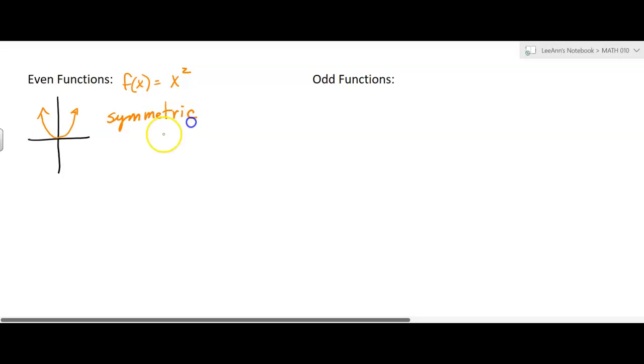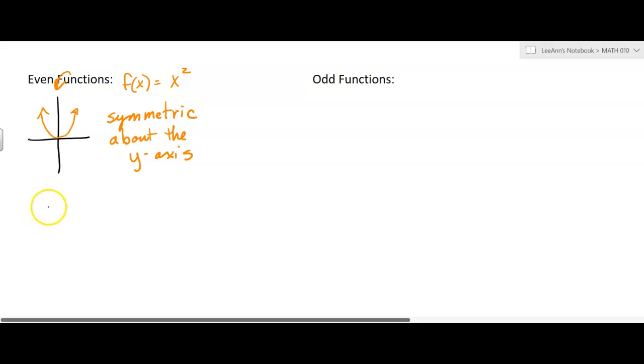That graph is symmetric about the y-axis. What that means is if I were to fold my piece of paper along the y-axis, the points on the left are going to line up with the points on the right. That is a characteristic of an even function. Okay? Another even function is the absolute value function. That's even.